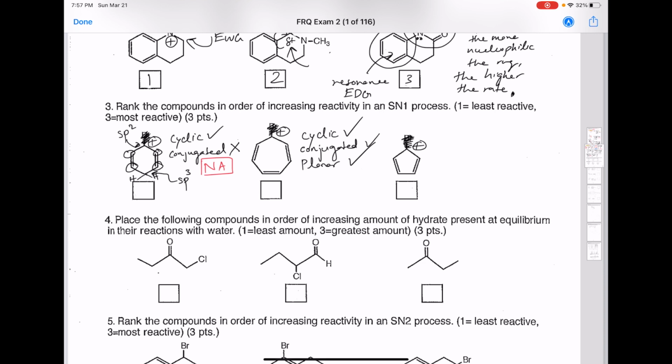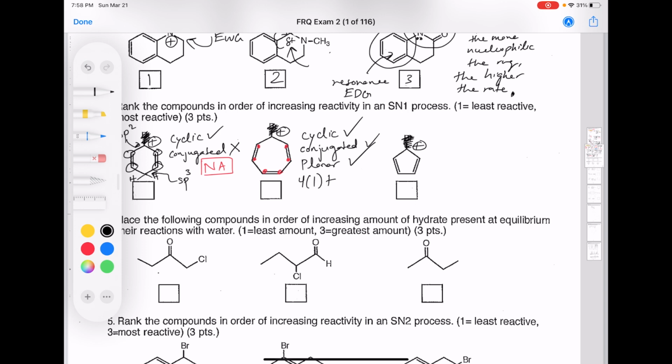Now, let's count the number of pi electrons in this molecule. If we do that, we have 1, 2, 3, 4, 5, 6. There are 6 pi electrons in this molecule. And remember from earlier, you can get the number 6 by doing 4 times an integer, in this case 1, plus 2, which is 6. Since it follows the 4n plus 2 formula, we have an aromatic molecule. So that condition is met, so we have aromatic.